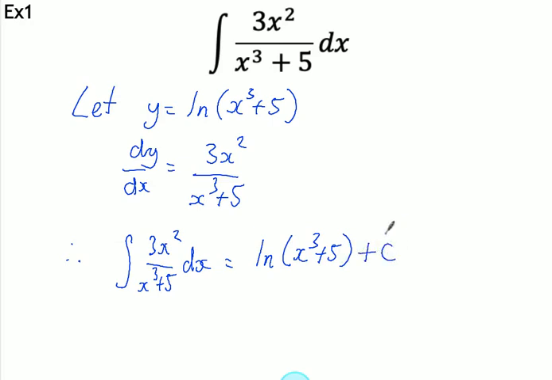Now, this isn't technically fully correct at the moment, because if x cubed add 5 was negative, then this would be invalid, right? So what we need to do to combat that is we need to actually think a little bit more carefully about how we write our solution by using a modulus symbol. This means that whenever this is negative, we're going to treat it as positive, therefore not making it undefined. Right.